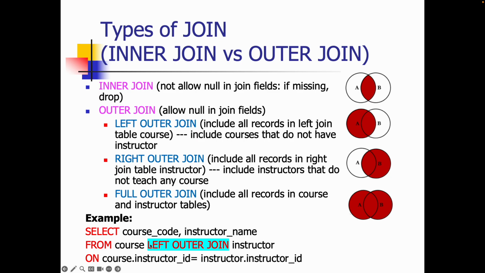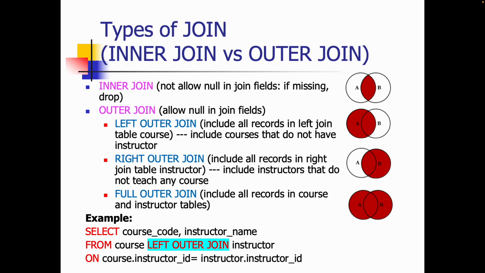Now, what if you use right outer join or right join? If you write from course right outer join instructor, what would be the difference? It returns everything from the instructor table, right? So what does that mean? Even if there are some instructors that are not teaching courses, so the course value for instructor is null.